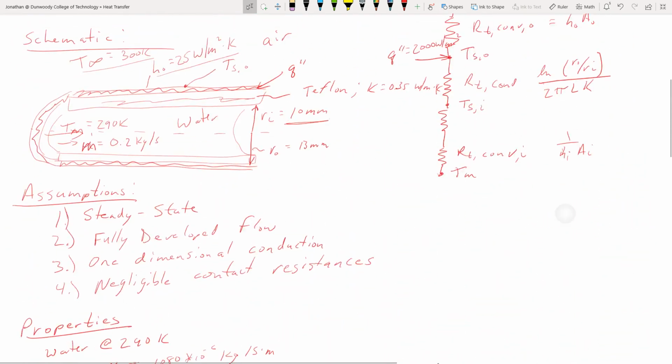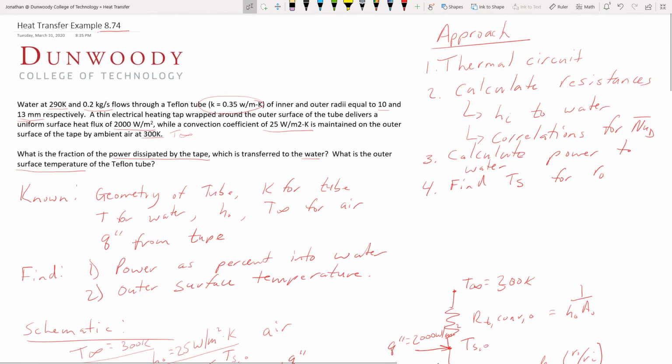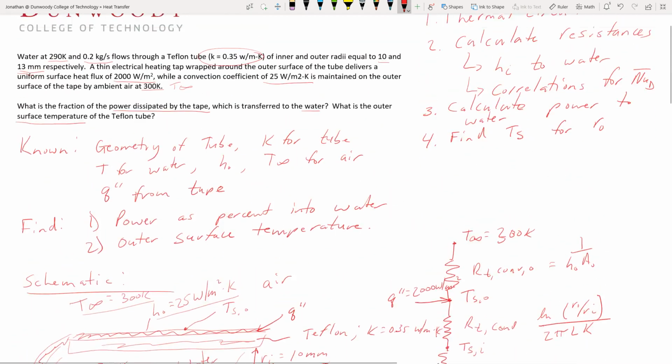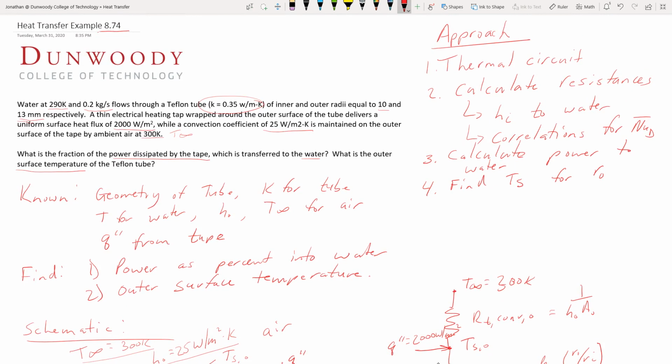So just to review our approach here, we drew our thermal circuit and tried to identify our resistances. We use those resistances later. We found the Nusselt number, found Hi for those thermal resistances, calculated the power. Actually, we kind of did this one first. We found the outside temperature first, used that to calculate the power that went to the air and subtracted that away from our power in, and we could find the power that goes to the water. So we could find that as a percentage.